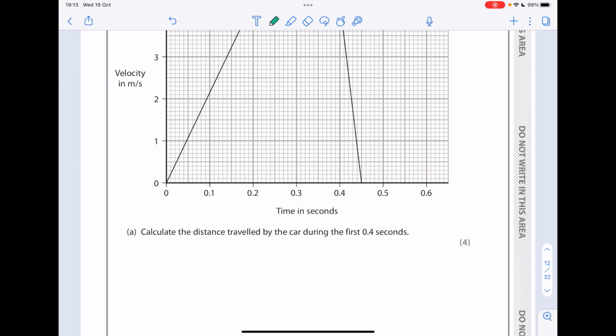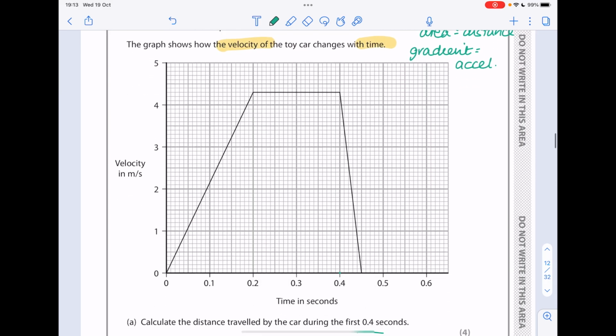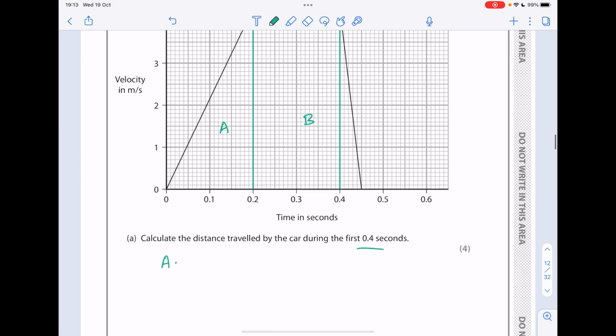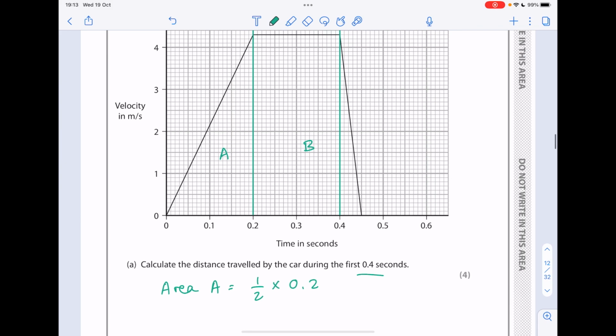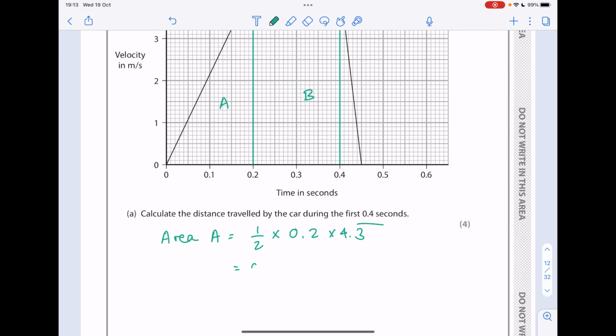Calculate the distance travelled by the car during the first 0.4 seconds. So we know we need to look at the area under this graph line, but make sure it's the appropriate area. So it's actually here. And I'm actually going to call it area A and area B. So because that's a triangle, we're going to do half times the base, which is 0.2, times the height, which is 4.3, to get 0.43 meters.